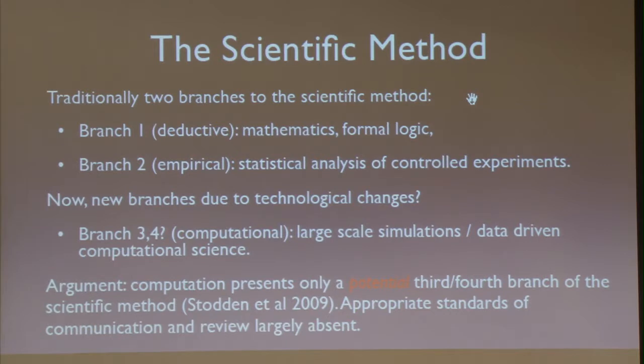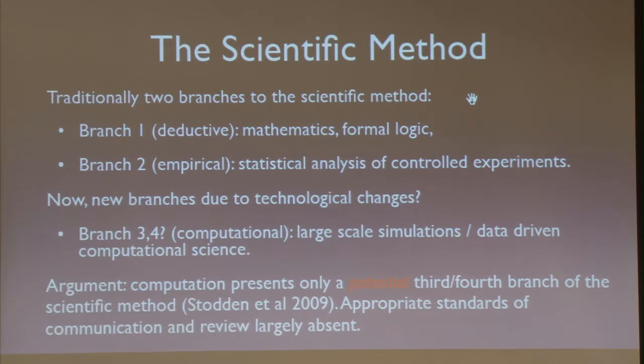You recognize this in mathematics and in logic. And then we also have the empirical branch, sort of the inductive branch of scientific discovery. For example, statistical analyses of controlled experiments. That's typically how we've been progressing in scientific discovery. Most of the work that we've been doing over the last several hundreds of years has fallen into one of those two categories.